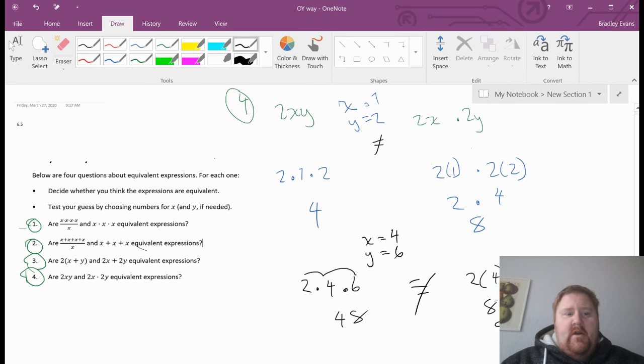So remember, to determine if expressions are equivalent, you want to first substitute a value for x and y or any of the variables. But remember, if the two expressions are equivalent, they will have the same value for whatever value you determine the variable to be.